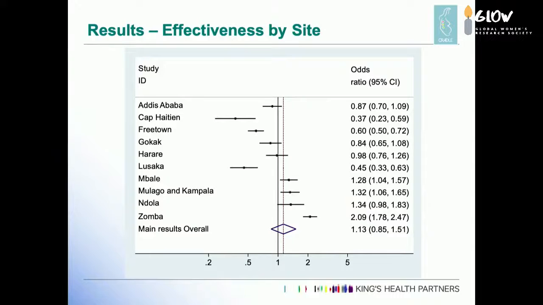So the results are in the two papers I've given you reference to. There's huge variability in effectiveness by site, and the overall result when you took confounders into account was no effect. And of course, with a step wedge trial in each site, what you have is a before and after measurement.